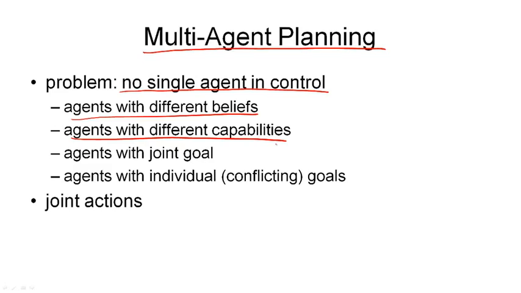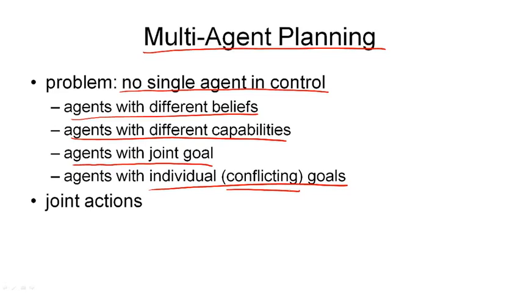Another aspect of multi-agent planning are the goals. So we can have agents with joint goals, so that all the agents want to achieve the same goal, or they can have individual goals. And this becomes worse when the individual goals are actually conflicting or contradictory. In this case, the agents can be adversaries, like in a game of chess. So you can see there's a whole range of multi-agent planning problems.